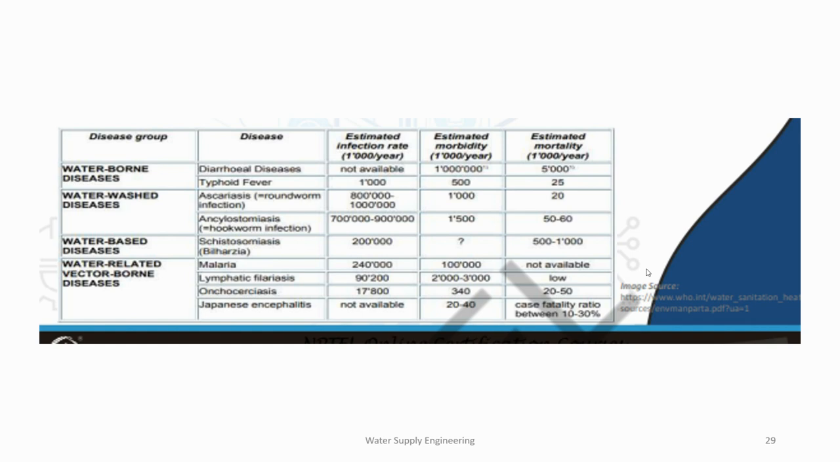So, here is the table that explains each type of disease, group, and an example. So, as we saw, waterborne disease, diarrhea, and typhoid comes under that. Water washed disease, ascariasis, and ancylostomiasis or hookworm infection. Water based disease, schistosomiasis. Water related vector borne disease, malaria, lymphatic filariasis, onchocerciasis, and Japanese encephalitis.